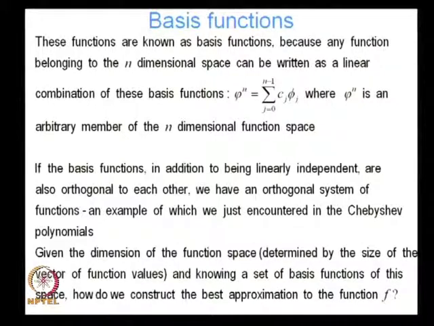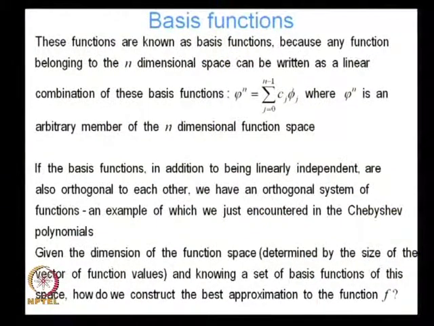Knowing a set of basis functions, how do we construct the best approximation to the function f? I know I have a certain function f, and I know the size of my function space, because that function is given only at a finite number of points. So, I have a finite dimensional function space, and I know the basis functions for that space. How am I going to get the best approximation to f by taking a linear combination of those basis functions?